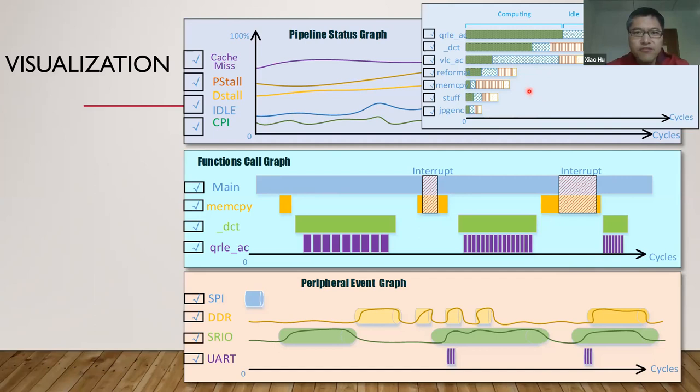The second graph is the function core graph. That shows the start and end time of each function execution. And the third is the peripheral event graph. It shows the status of interface ports and the data transitions, such as GMAC, SIO, and UART.